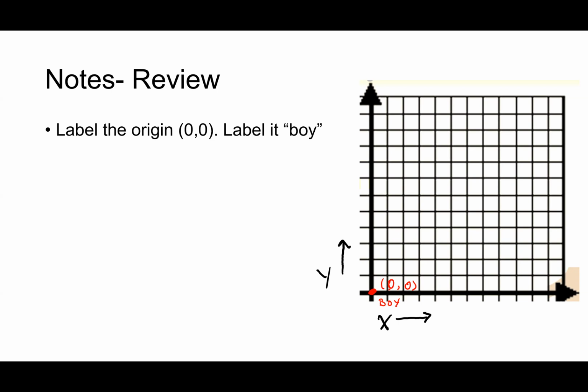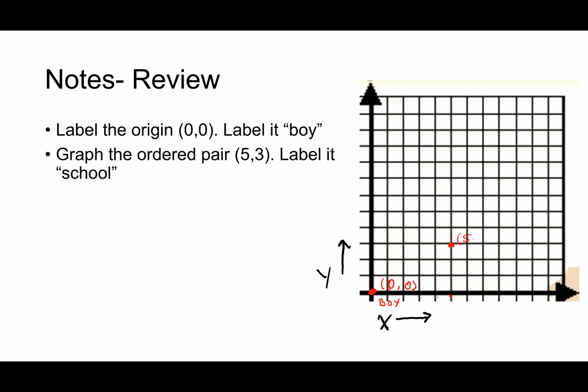All right, X is always listed first. So the next point that we want to find is 5, 3, okay? So if X is first, we're going to look at that 5, and count over 5 places on the X axis. 1, 2, 3, 4, 5. And here's 5. The 3 refers to Y. So we want to count up 3. 1, 2, 3. And we're going to put a point right there. Do this with me in your packet, guys. And we're going to label this with the ordered pair and the name. It wants us to call it school. I think the boy is going to go to school.